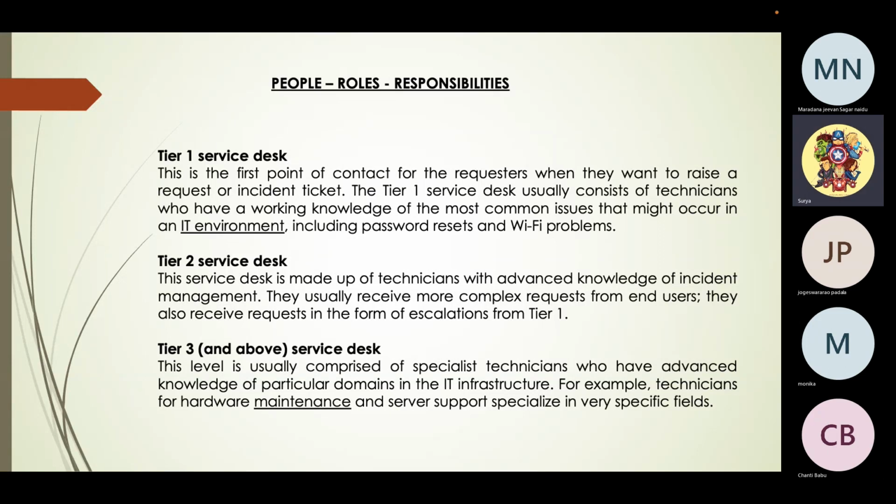So tier 1 is level 1, tier 2 is level 2, and tier 3 is level 3. These are the people from the technical side who will create the incident, assign the incident, and work on diagnosis and resolving the issue.